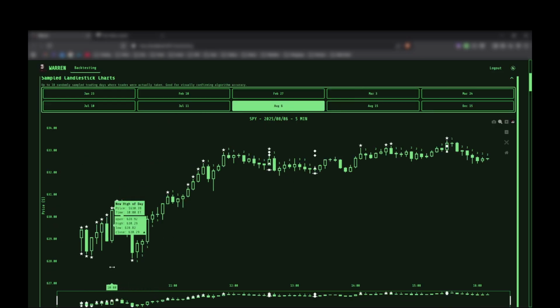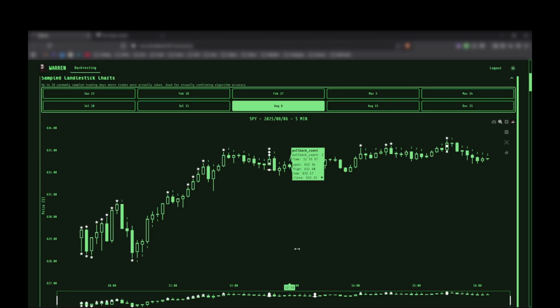For example, this algorithm, like I explained earlier, depends on knowing what the most recent high of day and low of day is, and which one of those is more recent. So every time a new low of day was made, you get a star. Every time a new high of day was made, you get a star on the other side. This is how the system keeps track of all the highs and lows of day made.